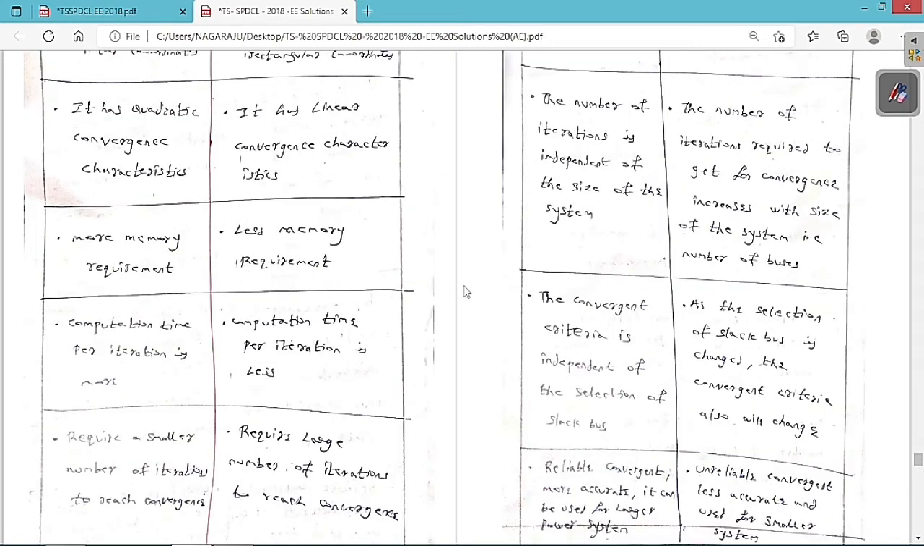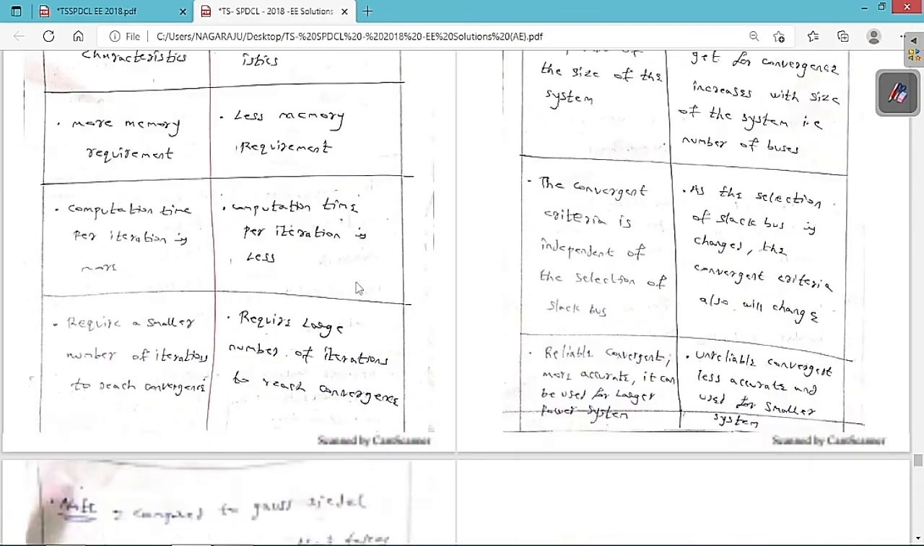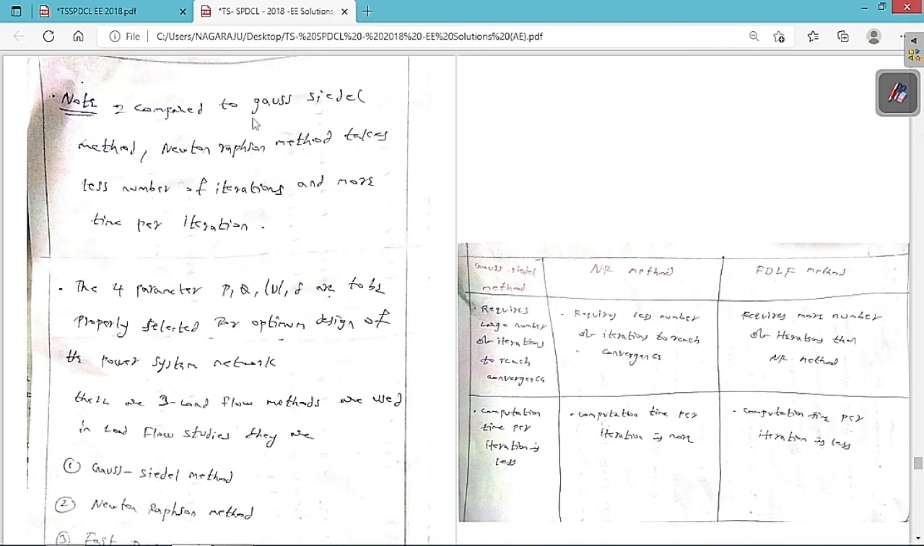So finally I can say that this is the basic difference between the Newton-Raphson method and the Gauss-Seidel method. Compared to the Gauss-Seidel method, the Newton-Raphson method takes fewer iterations and more time per iteration.